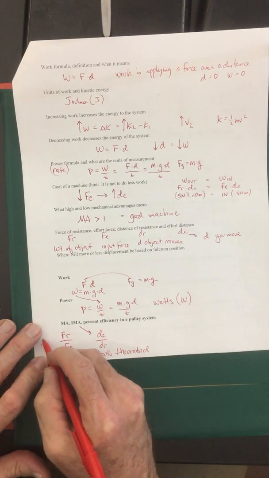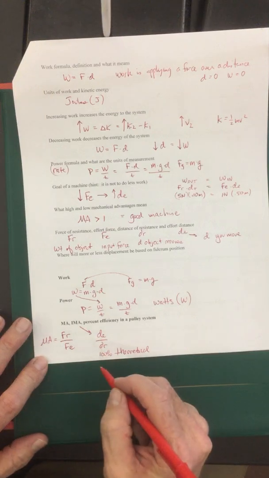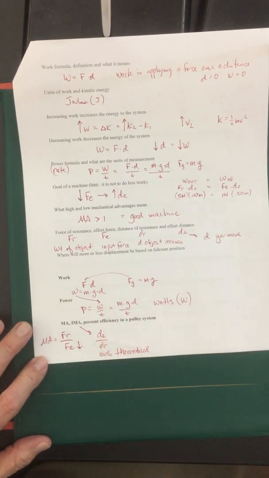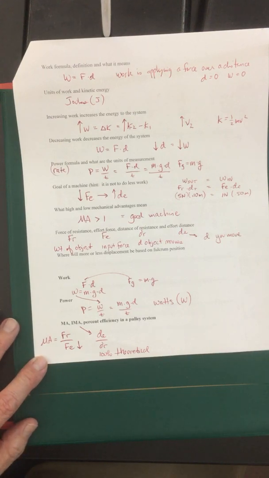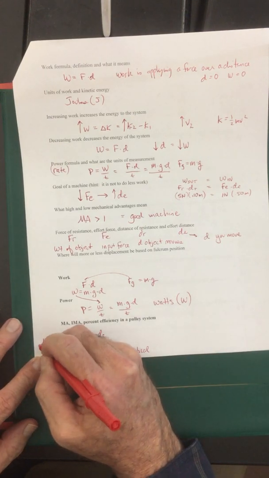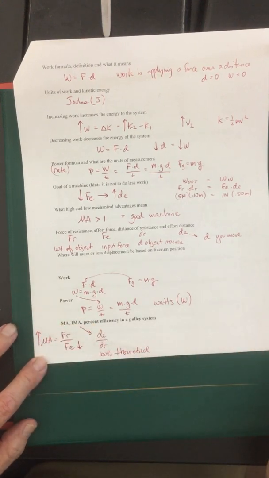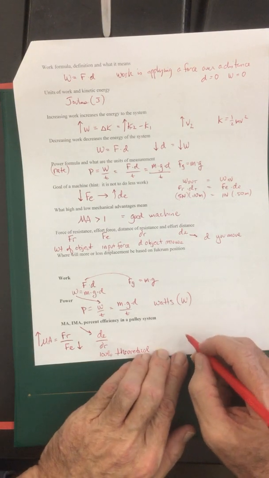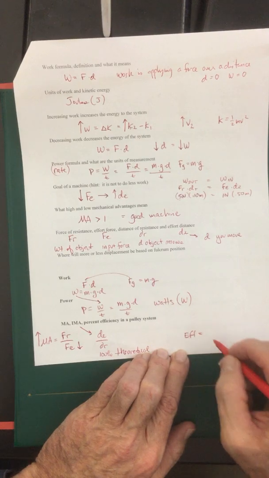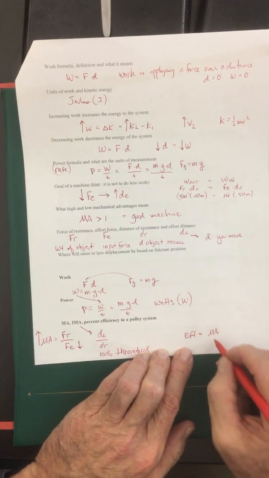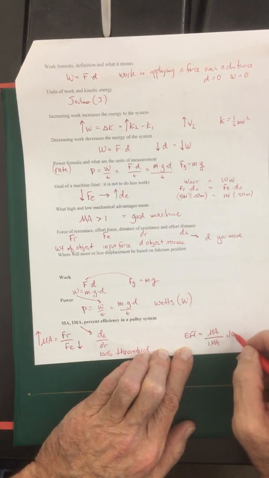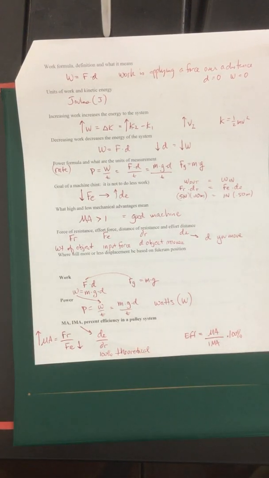So if we look at the mechanical advantage, our goal is to decrease my effort force to make it easier on me, and it will therefore increase the mechanical advantage. And the efficiency is going to be equal to the mechanical advantage over the ideal mechanical advantage times 100%.